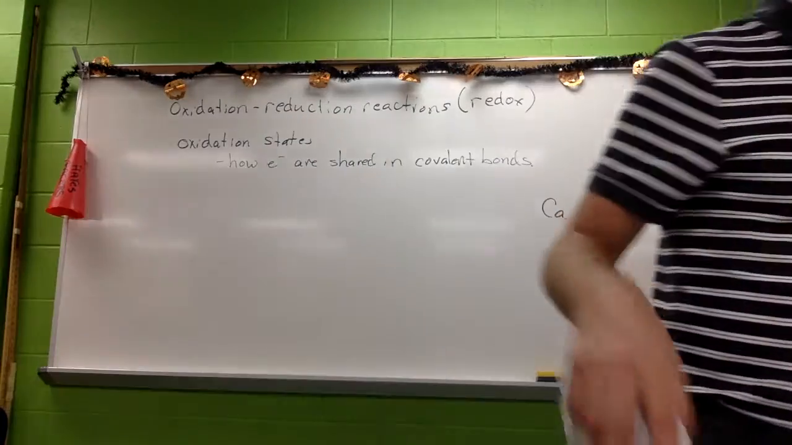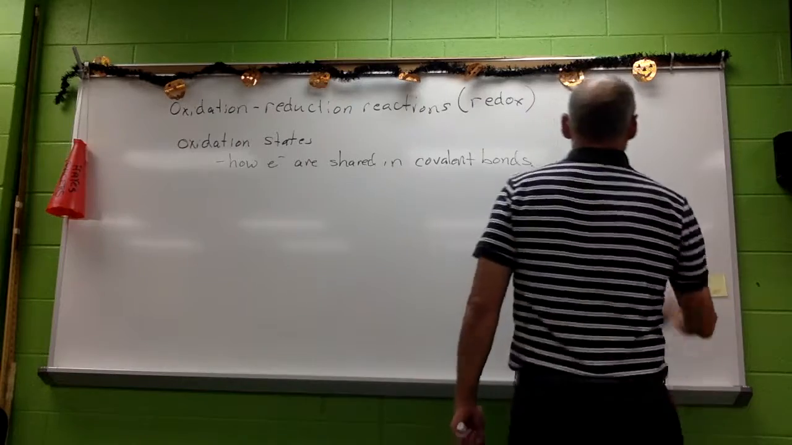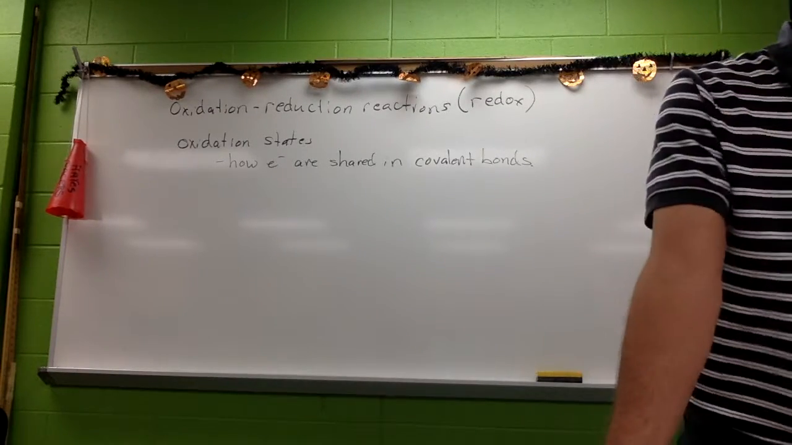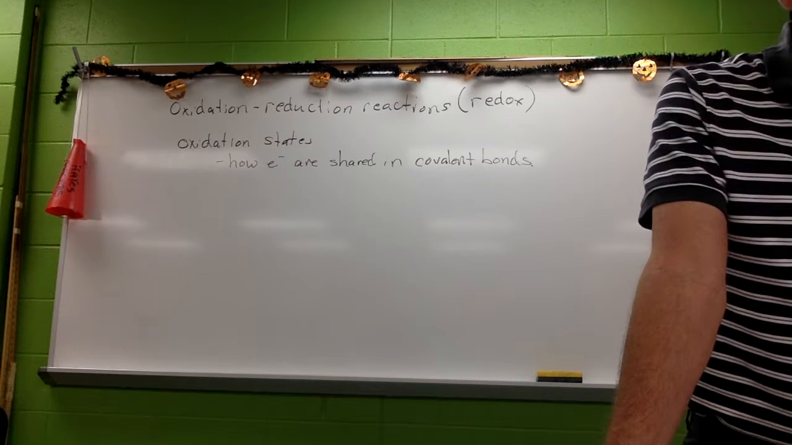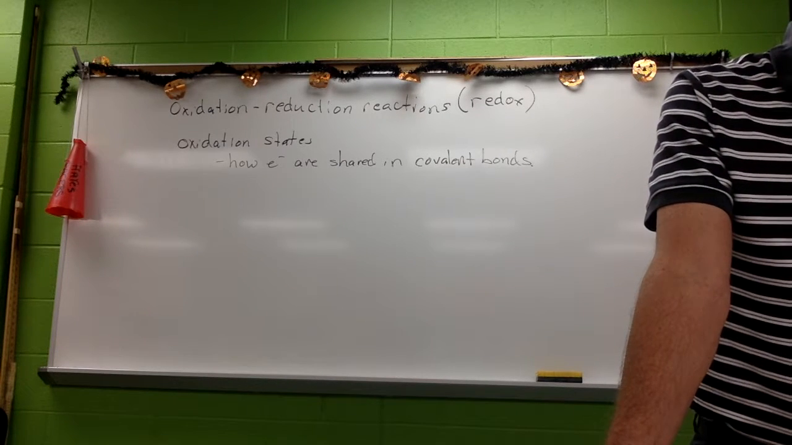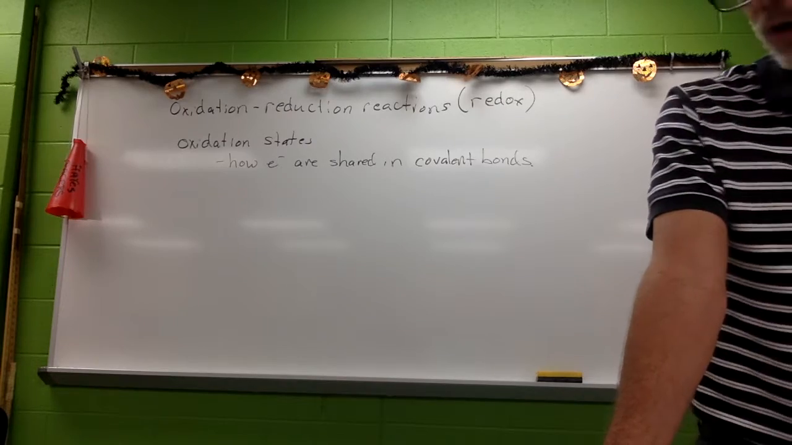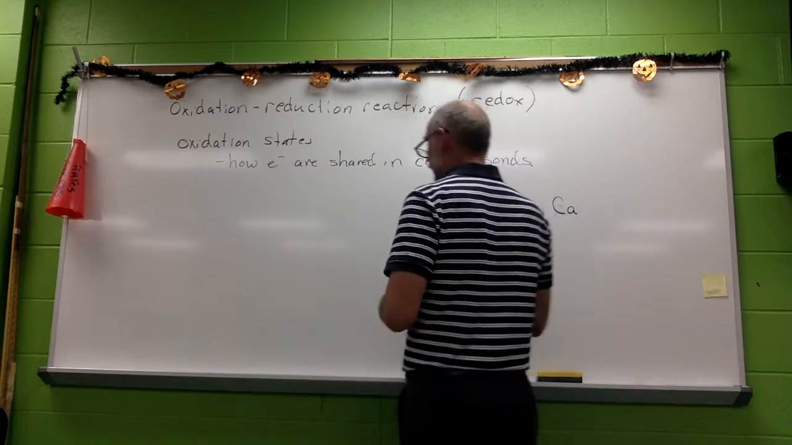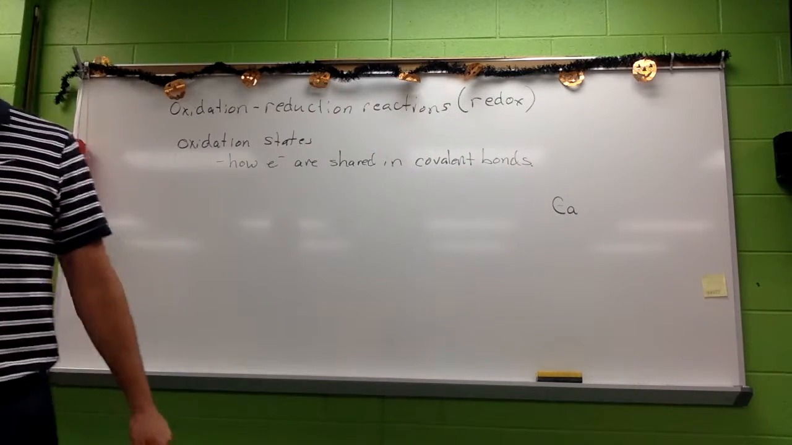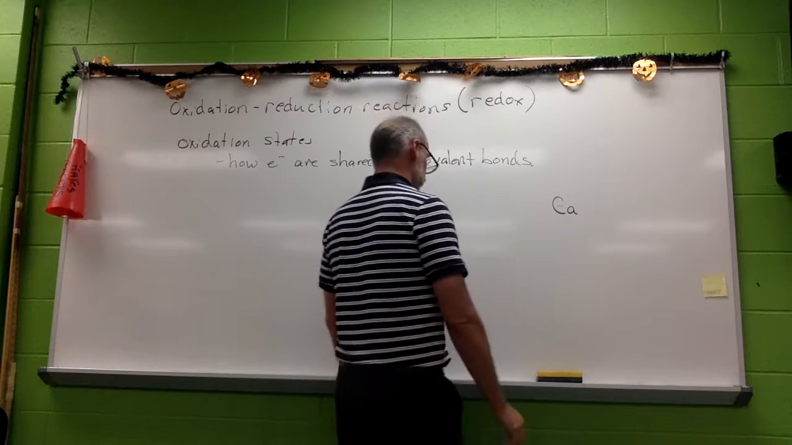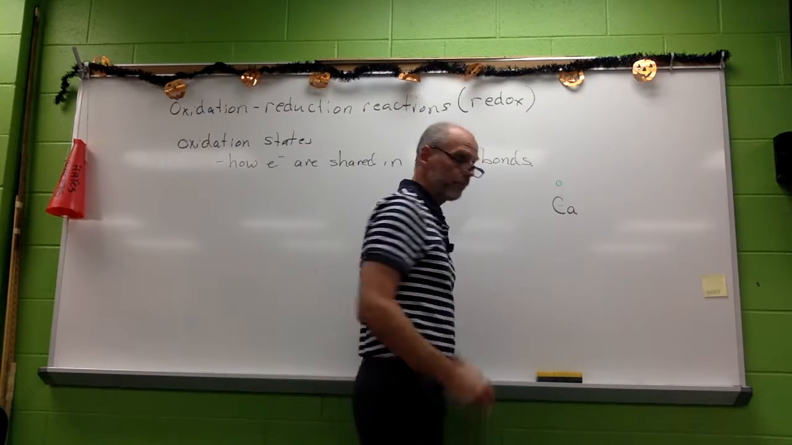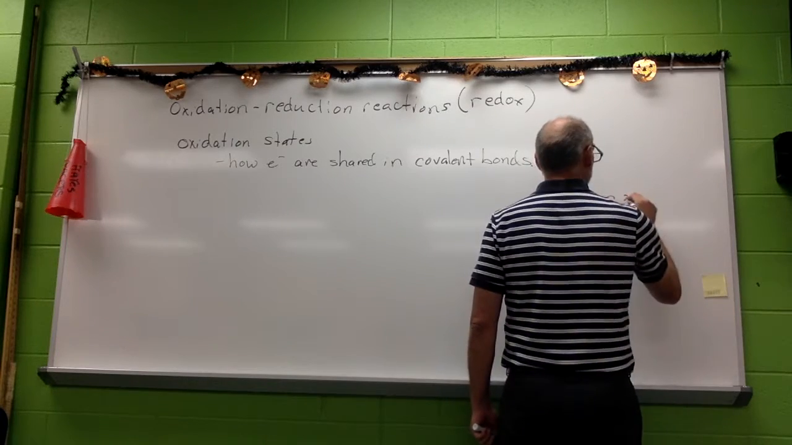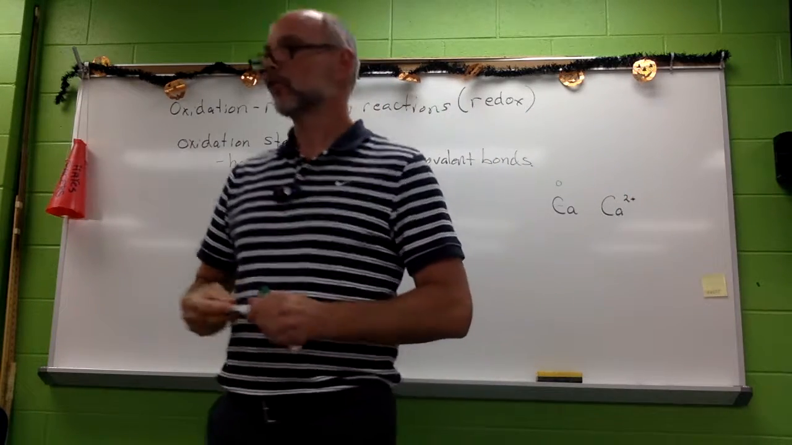Okay. So anyway, the oxidation state of an atom is 0. The oxidation state of a monatomic ion is equal to its charge. So, going back to the example I was saying over here, what is the oxidation state of the calcium atom? 0. What is the oxidation state of the calcium ion? +2.